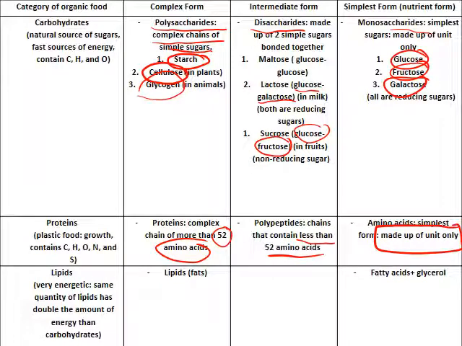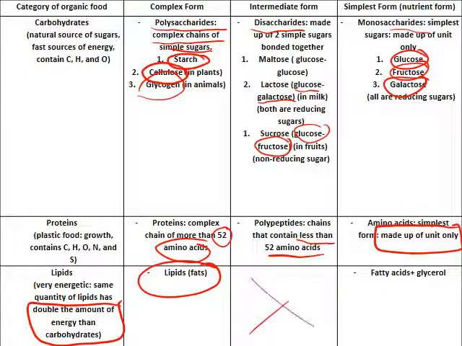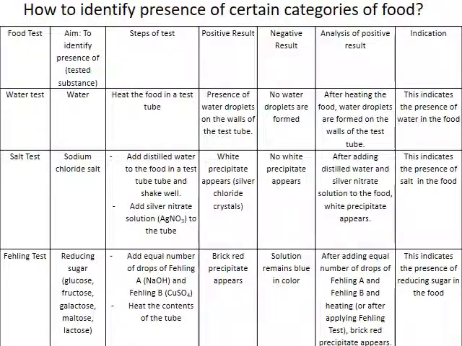Lipids, they are very energetic. The same quantity of lipids has double the amount of energy supplied by carbohydrates. The complex form is lipids. Intermediate, there is no intermediate, and the simplest form is fatty acid plus glycerol.